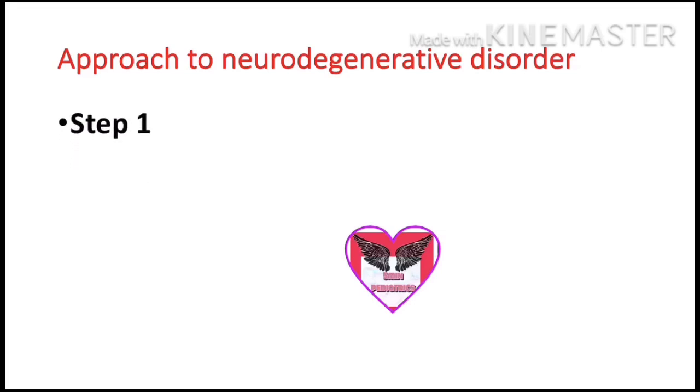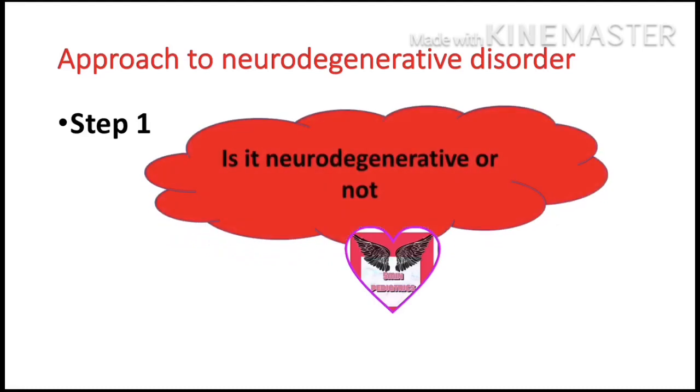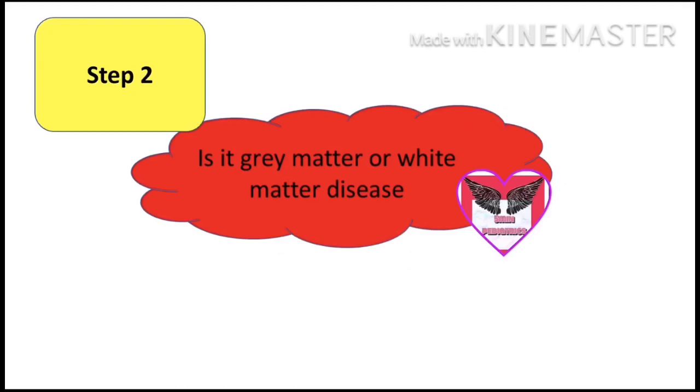So for the first step we ask whether the condition or clinical history is suggestive of neurodegenerative disorder or not. Okay, if it is neurodegenerative, then step 2: whether it is grey matter disease or white matter disease. The condition does not present in an absolute form, there is a mixed picture, so you have to see the predominant feature of grey matter or white matter.